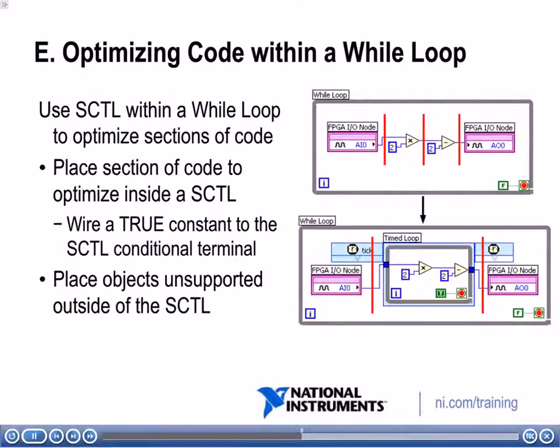Notice that the loop condition terminal inside the time loop has a true constant connected to it. What that means is when we get to this single cycle time loop, it's going to execute the code in there once, then exit, and go on to the rest of your code. So this is a handy way of optimizing sections of code and making them execute within one clock cycle.